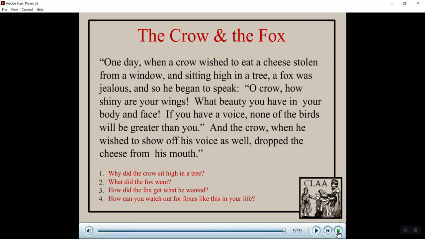Here are some questions that you can discuss with your parents. Why did the crow sit high in a tree? Another question is, what did the fox want? The third question is, how did the fox get what he wanted? And the last question is, how can you watch out for foxes like this in your life?